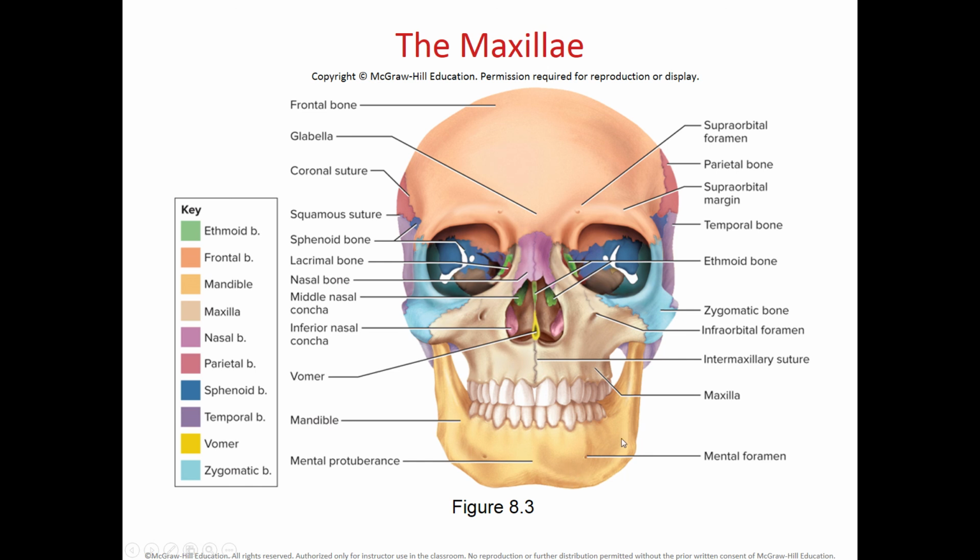Now this part of the mandible will be the mandibular body, and the mandible, similar to the maxilla, has alveolar processes or alveolus, which help to hold our teeth in their place. Now this is the zygomatic bone, which has a maxillary process and a frontal process, and this will be our cheekbone.